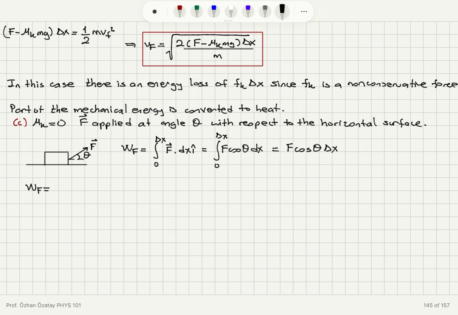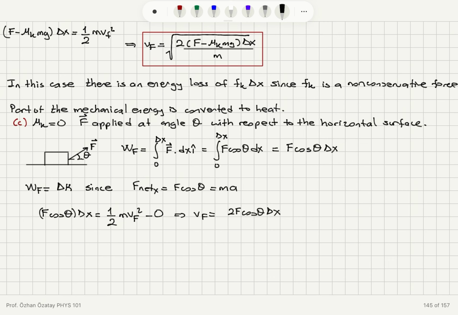The work done by this force, because it's the only force acting on the x-axis, is equal to the change in kinetic energy of the system. F net x component is equal to F cosine theta, which is mass times acceleration. So F cosine theta multiplied by delta x must be equal to the change in kinetic energy, 1/2 m v final squared minus 0. So I find that the final speed should be the square root of 2 F cosine theta delta x divided by m.